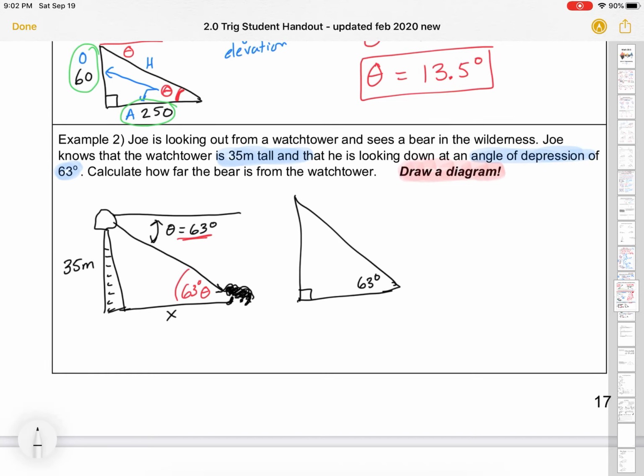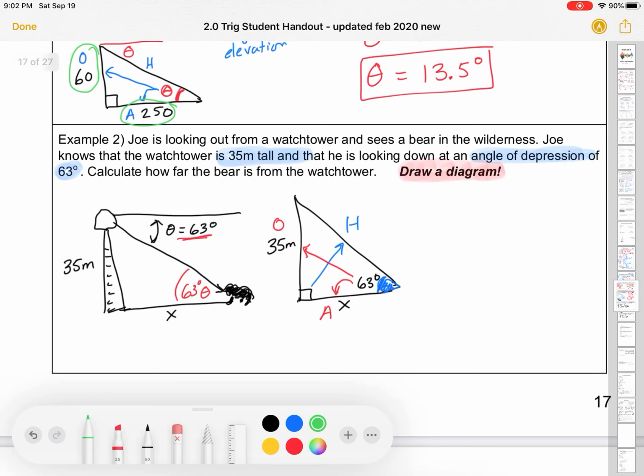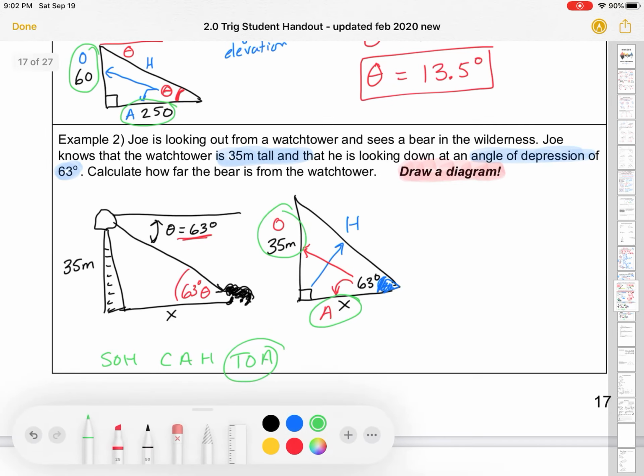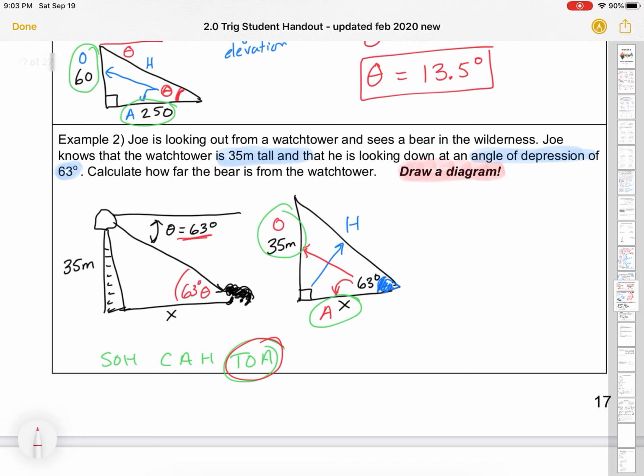So if I forget about all the other stuff, my bear, etc., and I just have my triangle, I've got a square here, I've got 63 degrees here, 35 meters here, and I want to know this. So the angle I'm looking for is right there. So this is my hypotenuse, right? Because it's across from the right angle. This is my opposite, and this is my adjacent. So like the last one, I'm dealing with opposite and adjacent, so I'm going to be dealing with SOH CAH TOA. I will be dealing with TOA, right? Opposite and adjacent.